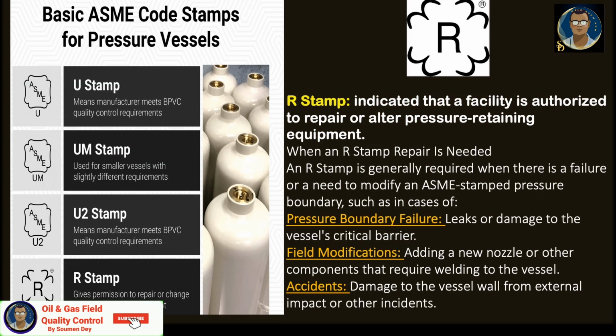The R stamp indicates that a facility is authorized to repair or alter pressure retaining equipment. An R stamp repair is generally required when there is a failure or a need to modify the ASME stamped pressure vessel boundary, such as in the case of pressure boundary failure, leaks or damage to the vessel critical barrier, field modification, adding a new nozzle or other components that require welding to the vessel, accidents, or damage to the vessel wall from external impact or other incidents.